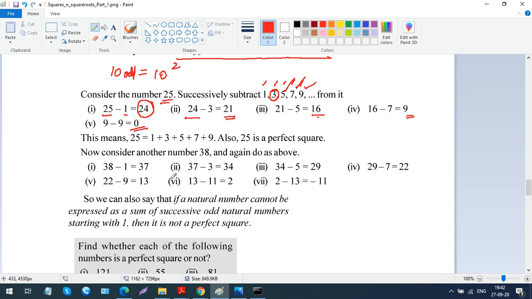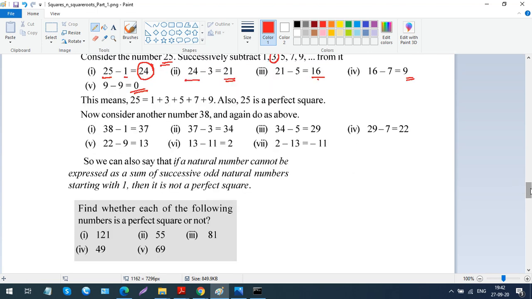Now here, if you look at this, 38. Same way you're going to do. First you subtract 1, you get 37. Then with 3, you get 34. Then with 5, you get 29. Then subtract 7, you get 22. Then with 9, you get 13. Then when you subtract 11, you get 2.